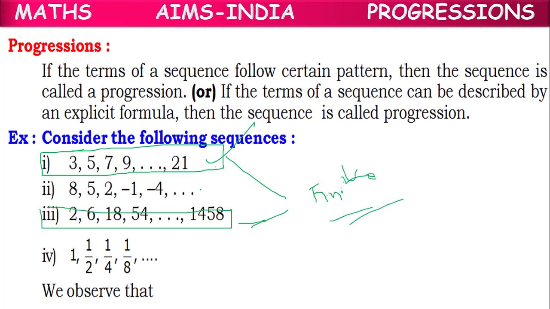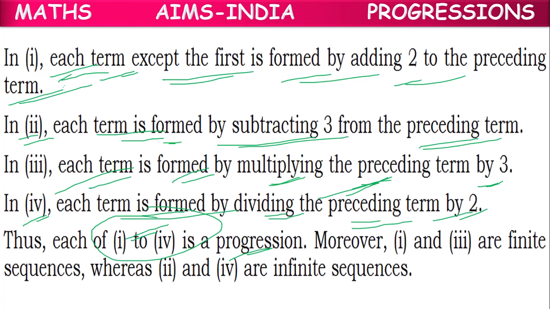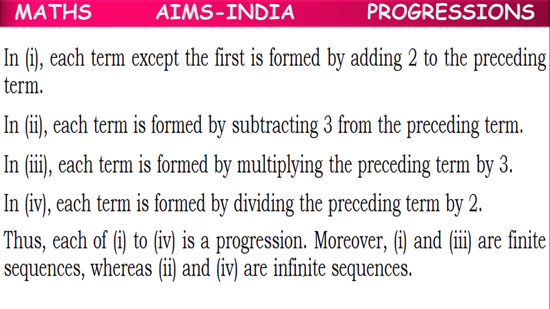Finite progressions. Whereas these two, as we have dots at the end, there is no end element, meaning it will go on like this forever. These two progressions will never end. These kind of progressions, we call them as infinite progressions. Number of terms we cannot count, they are infinite. So in progressions we have two types, finite progressions and infinite progressions, or finite sequences and infinite sequences.